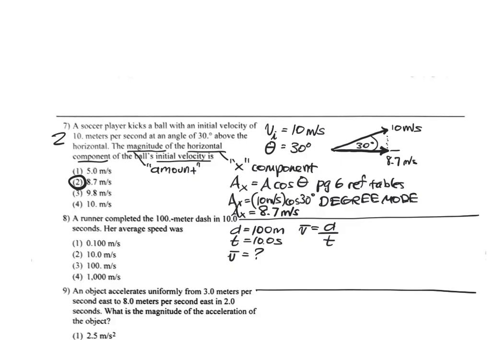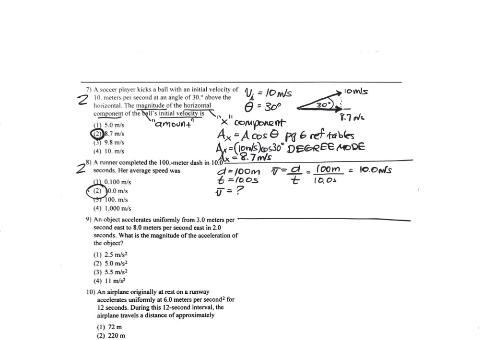So for number 8, they give us the distance and the time, and they want the speed. So I wrote down my distance and time, and average speed is distance over time. So 100 divided by 10 is 10 meters per second, and that's choice 2.